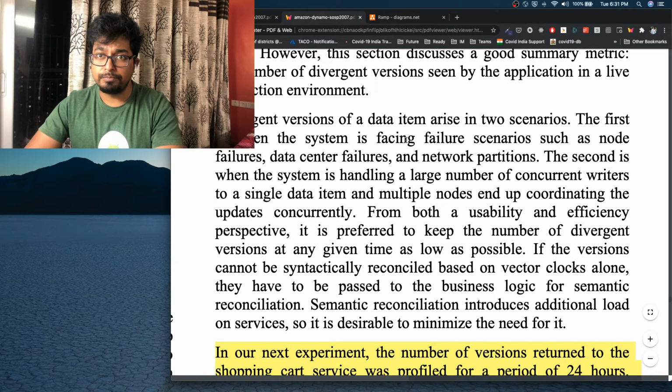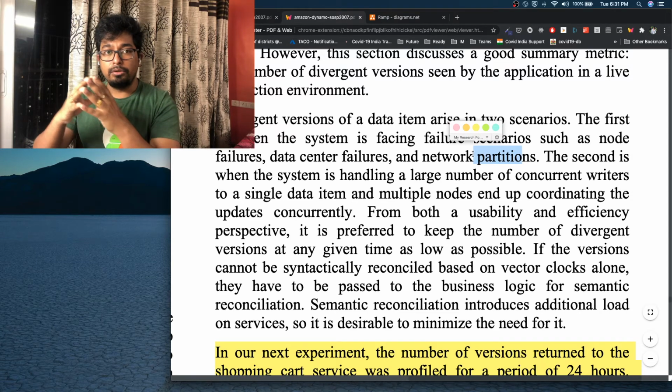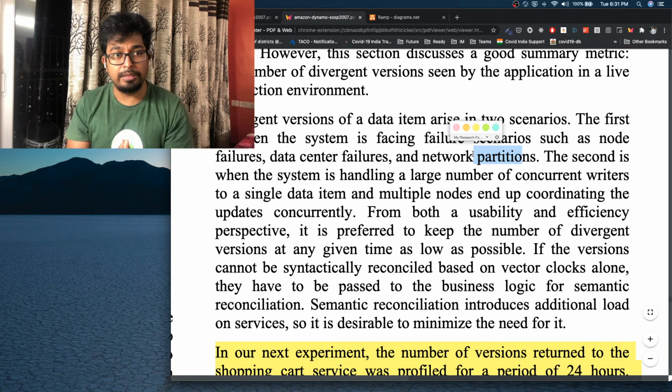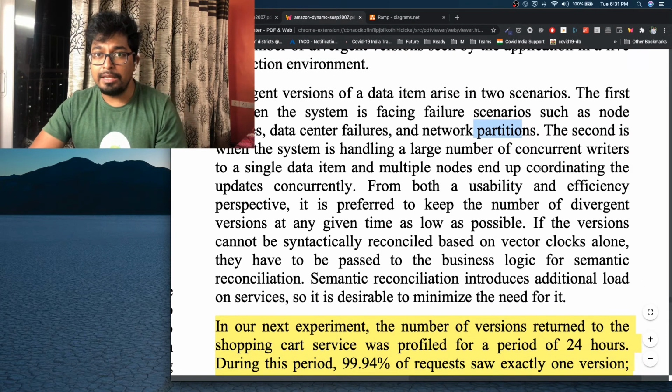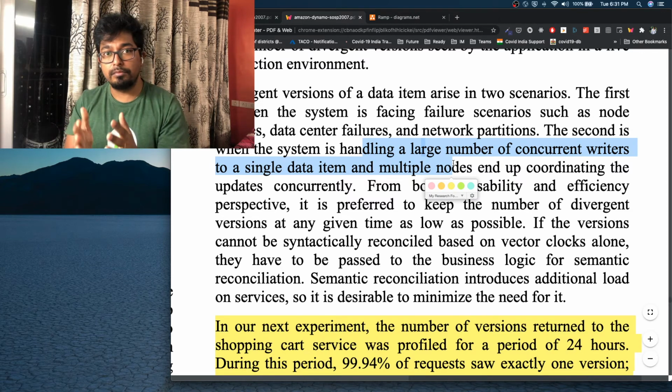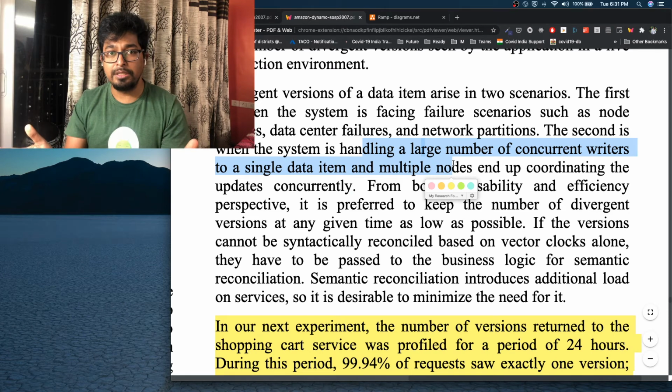The first is when the system is facing failure scenarios such as node failures, data center failures. That means it wrote into one node, it was not able to write into another node, then something else happened and that node was overridden, so and so forth. And the second is when the system is handling a large number of concurrent writers to a single data item. The number of concurrent updates to one value is so high that it is going to multiple other machines in a short period of time and they are not able to reconcile.